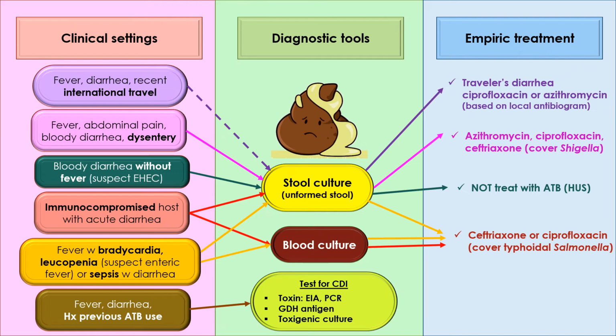And the last, if the patient has a fever, diarrhea, and a history of previous antibiotic use, you should think about C. difficile infection. So you should test toxin, GDH antigen, or toxigenic culture as the gold standard. It's up to your facility whether you have this or not, and treat with oral vancomycin. In general, we administer vancomycin as an IV, but in this setting, we should prescribe oral vancomycin.